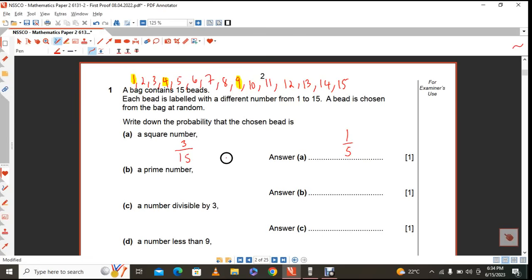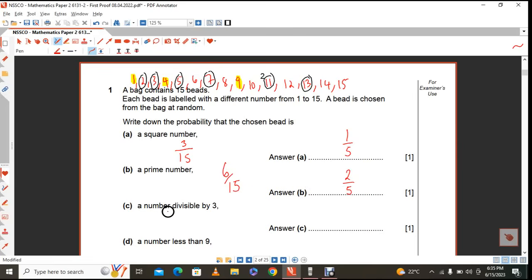Please don't write 3 down as the answer. That's very wrong. You're working with probability here. Prime numbers are numbers that are divisible only by itself and 1. So 2 is a prime number, 3 is a prime number, 5 is a prime number, 7 is a prime number, 11 is a prime number, 13 is a prime number. So there are 6 of them that are prime numbers there. Please do not make the mistake of writing 1 as a prime number. We see that quite often. So 3 goes into 6 2 times, and 3 goes into 15 5 times. All right, so the answer should be a fraction.